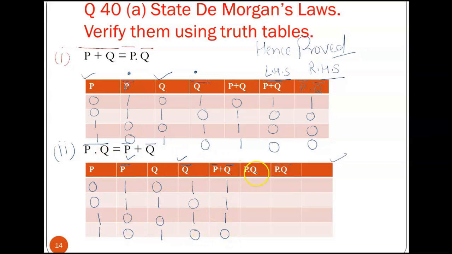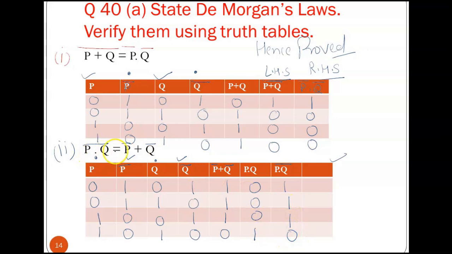Then you have P dot Q. So P dot Q, these two. And again, if both are true, then only the output will be true, otherwise false. True is 1 and false is 0. So 0 dot 0 is 0, 0 dot 1 is 0, 1 dot 0 is 0, and 1 dot 1 is 1. Then bar of this is just the opposite of the value, 0 to 1 and 1 to 0. So 0 will become 1, 0 to 1, 0 to 1, and then 1 to 0.